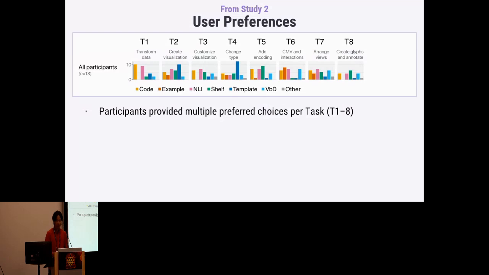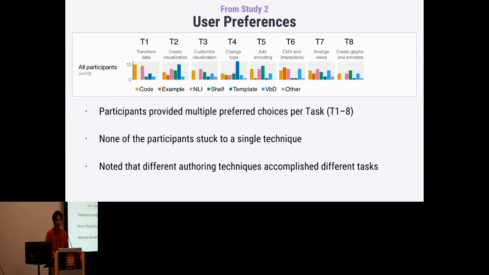In this summary chart, each column represents a specific task given to users. The color of the bar represents the 6 different authoring techniques, and the height of the bar represents the number of participants who preferred the corresponding techniques for given tasks. Interestingly, none of the participants selected a single technique. As you can see, there are many bars with different colors. And participants noted that different authoring techniques were better suited for different tasks.